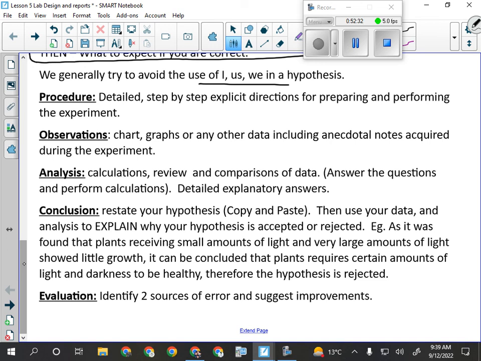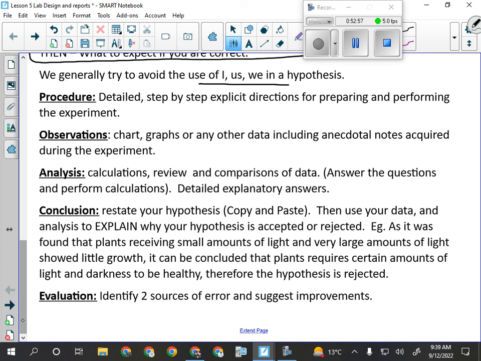All right, and then the last part is evaluation. Two sources of error and how they affected the experiment and how they could be fixed. All right, you're never gonna hurt my feelings here. All of the experiments we do are designed to have error in them so that you can identify it. Okay? Even the best experiment is going to have sources of error.